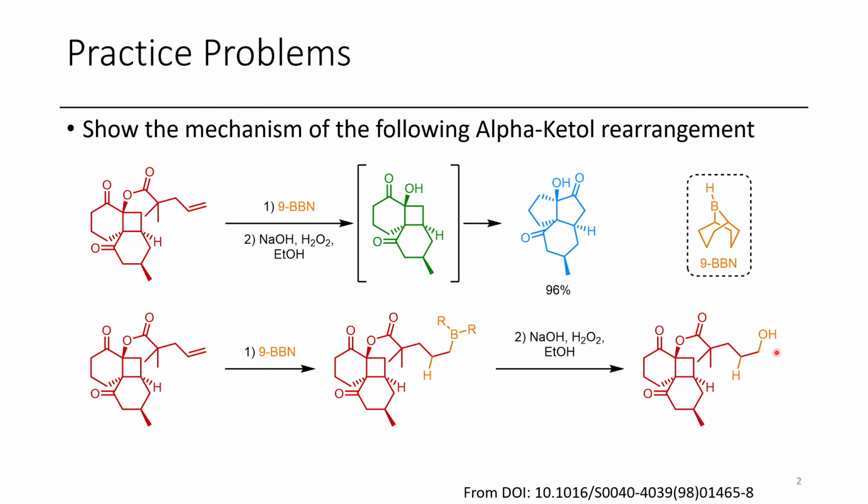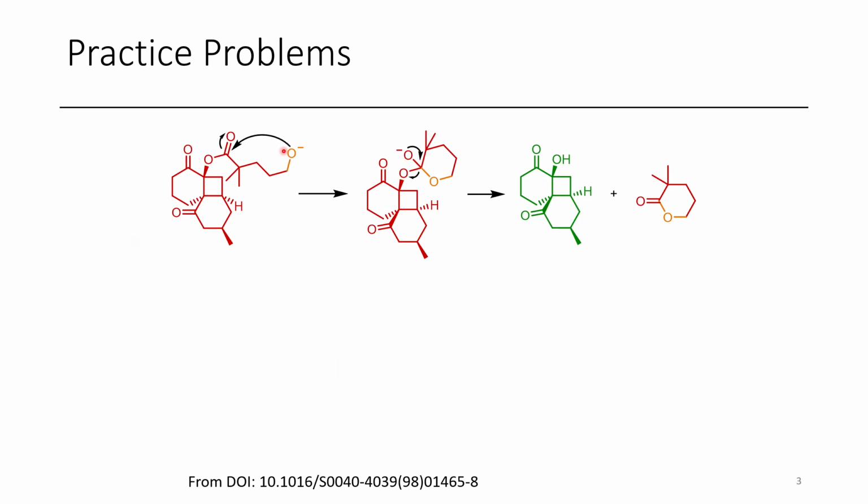alcohol as our product. Now it's worth noticing that we're under basic conditions here in ethanol, so this alcohol can be easily deprotonated. Once this gets deprotonated, an intramolecular lactonization reaction can occur where the alcohol is eliminated as a product, shown here. And so we get this lactone as a side product.